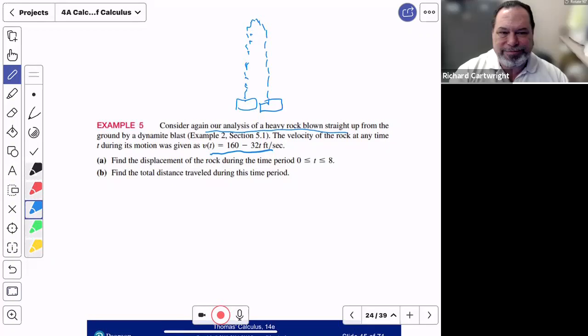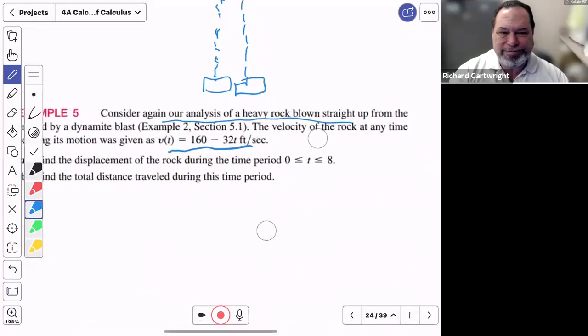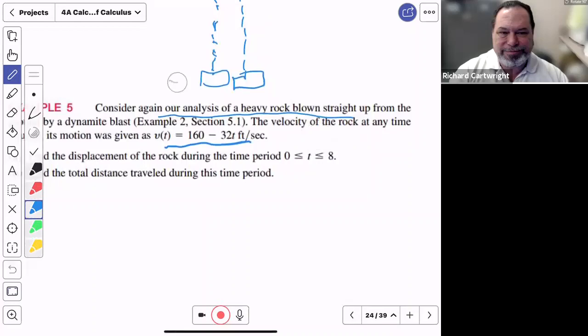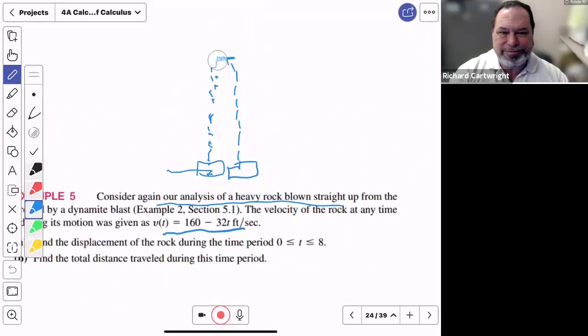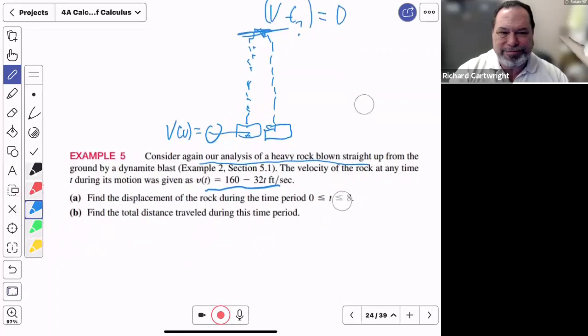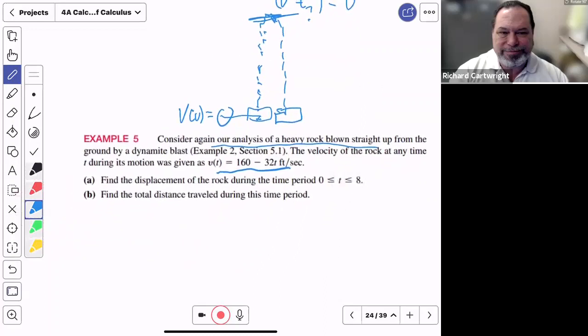So if it's a velocity function, you need to realize that when I start, my velocity is 0. Velocity is also 0 before it turns around. So my velocity at time 0 is 0. And my velocity up here at some time, I don't know what it is, is also going to be 0. Okay, and he gives me the equation, the velocity. A, find the displacement of the rock. Well, that's actually the easy problem to do.